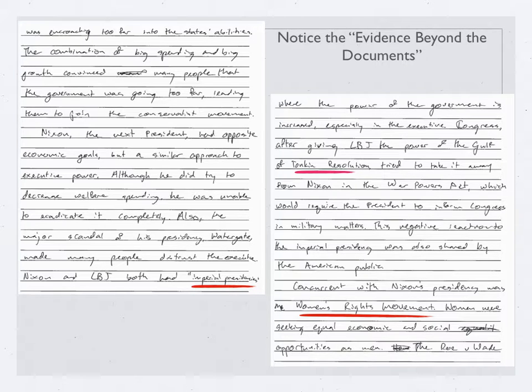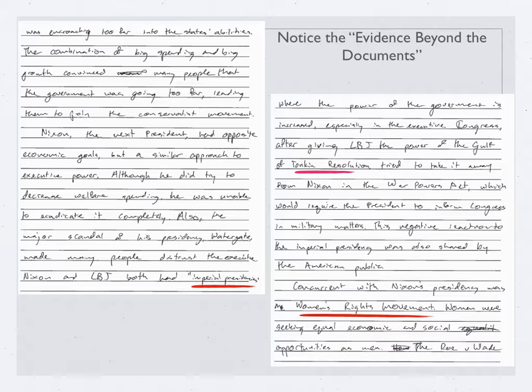Let's look for evidence beyond the documents on these 2 pages. I've highlighted in red, or underlined in red, some of that outside information, in which the writer goes on to talk about the next President, Nixon, and similar approaches to executive power. He tried to decrease welfare spending. I'm reading on the left here in the first full paragraph. He didn't eradicate it. A major scandal of his presidency, Watergate, made people distrust him.